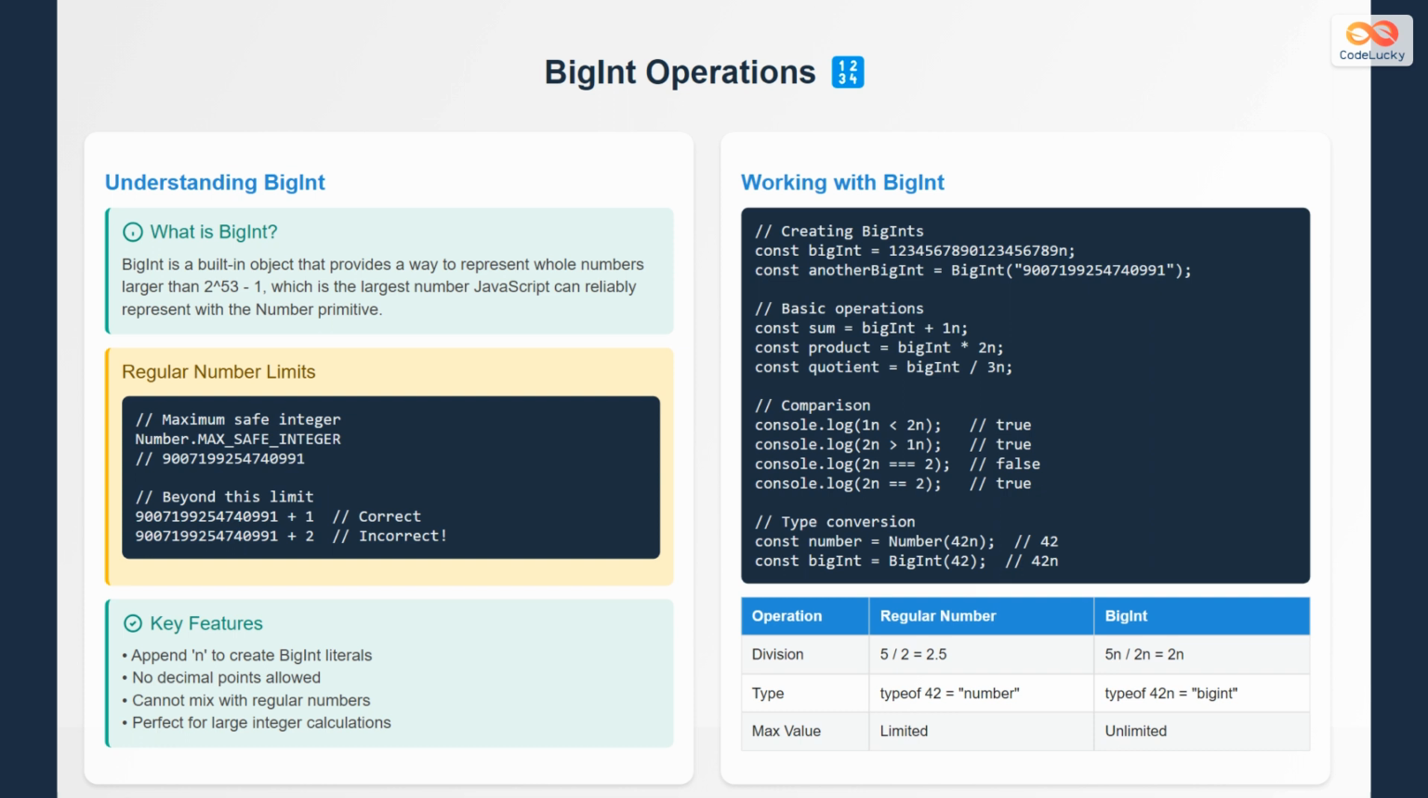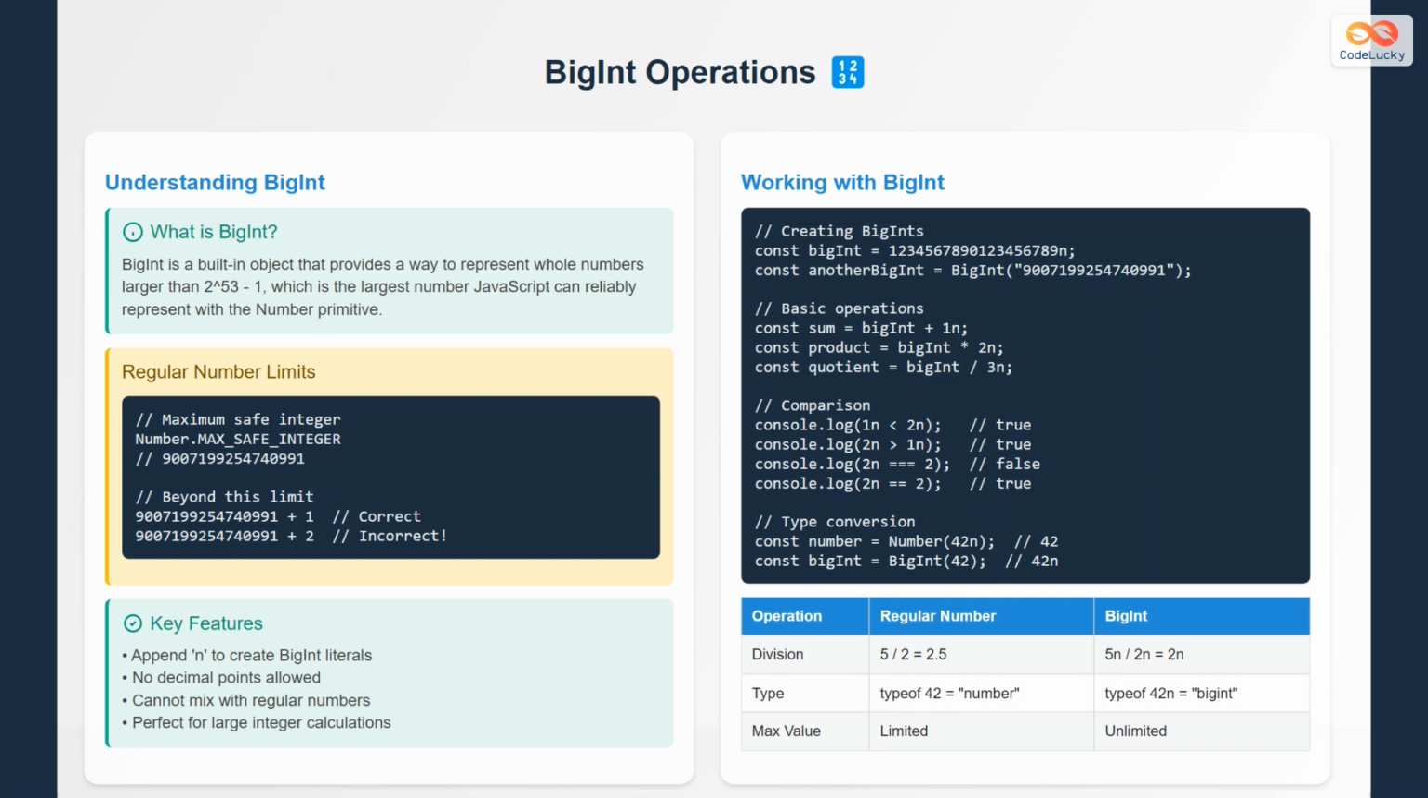For comparison, the less than, greater than, and strict equality operators work with BigInts, but be careful when using the non-strict equals operator with a BigInt and a number because these can give unexpected results. You can convert a BigInt to a regular number using the Number function, and you can convert a number to a BigInt using the BigInt function.